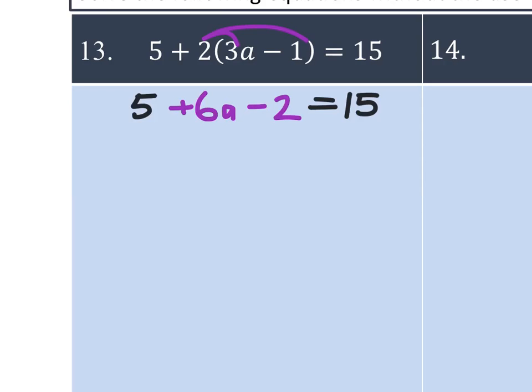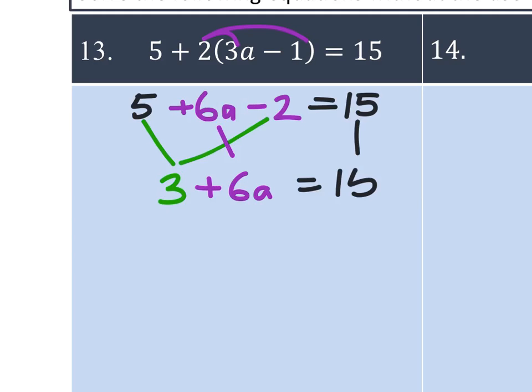And there are like terms that we can combine, specifically the 5 and negative 2. 5 and negative 2 combine to give us 3. Now I still got the positive 6a, and this still equals the 15. All right, so that just simplifies the equation, which hopefully will make it a little bit easier to solve.